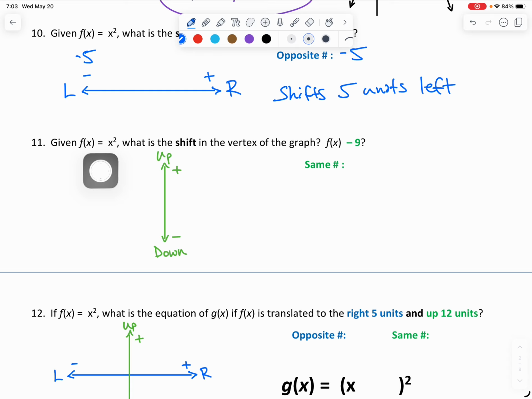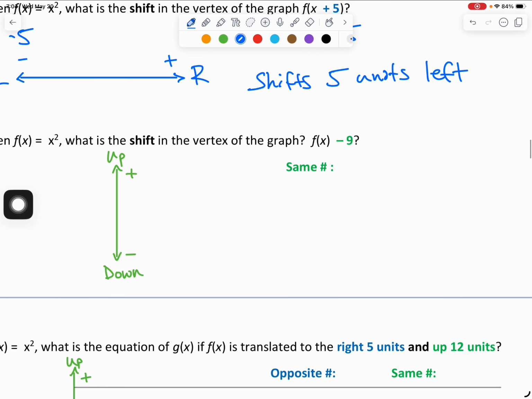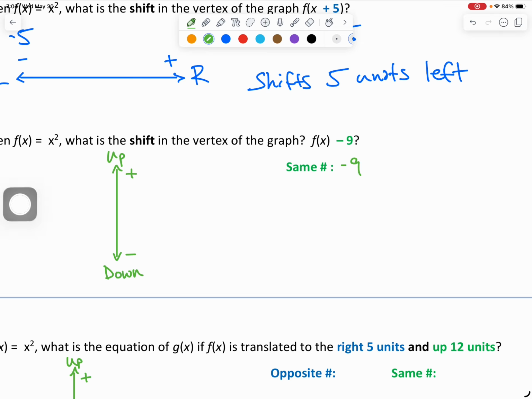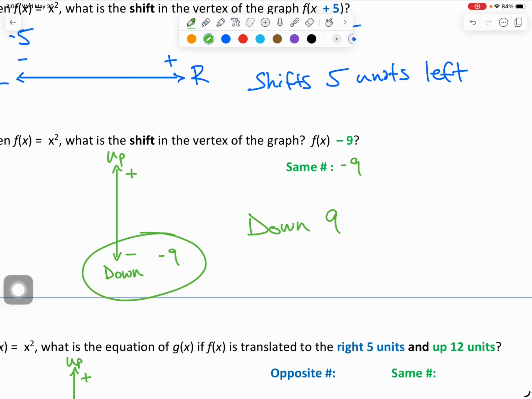Given f of x equals x squared, what is the shift in the vertex of the graph f of x minus 9? Well, this tells us to keep the same number. So that negative 9 we'll put right there. Well, we go up on the y-axis when it's positive, but when it's negative, we go down. So we'll put down 9 units is the shift.